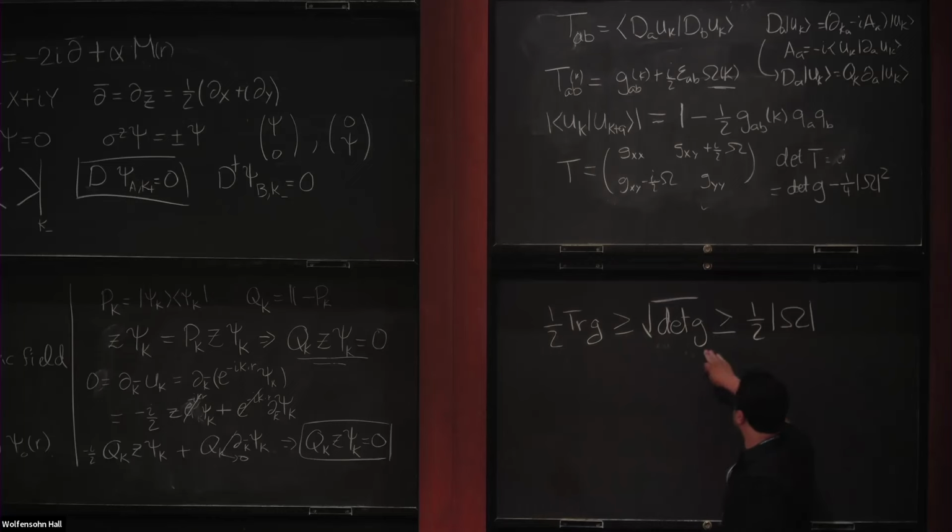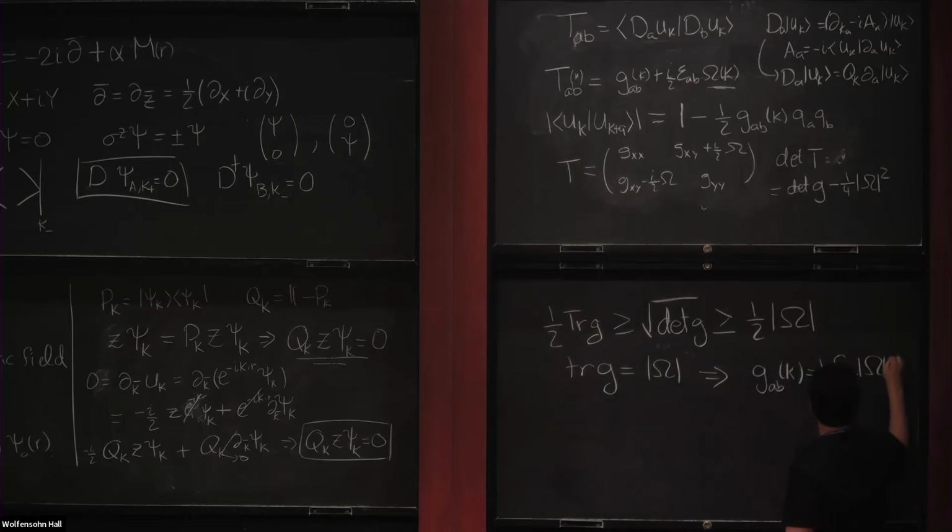If this inequality is an equality, given that I know that G is proportional to the identity, then the solution to this whole condition, which is called the trace condition, implies that G_AB at K is equal to 1/2 delta_AB omega_K. So this condition is known as the trace condition.